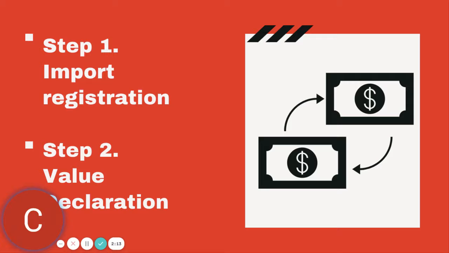Step 2, which is the value declaration. This is filling a customs value declaration. This is mandatory for goods valued at $5,000 or more, and for partial shipments that make up a total shipment valued at $5,000 or more. The form must be requested at one of the regional offices for the National Tax and Customs Administration, which in our case is the DIAN.